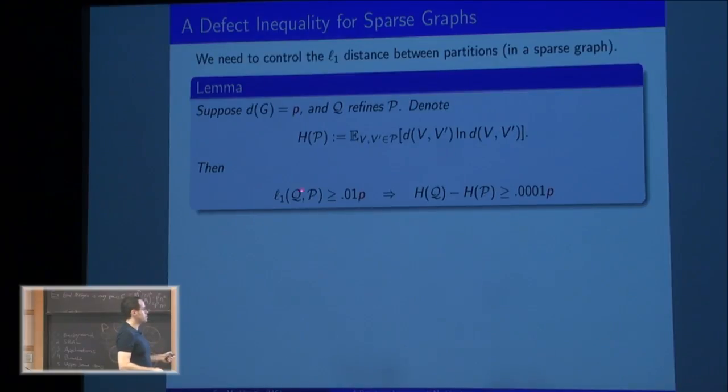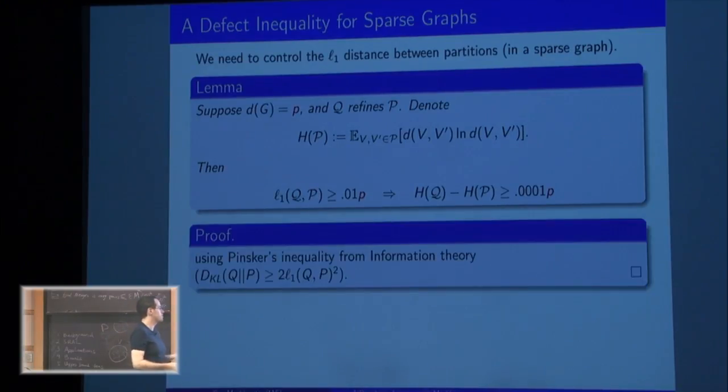So something like that. If you can deduce that the distance between partitions is large, if you can deduce from that a simple difference between two univariate functions of partitions is large, you can call this a defect inequality if you want. I'll use it in a second. I'll just say a word about the proof.